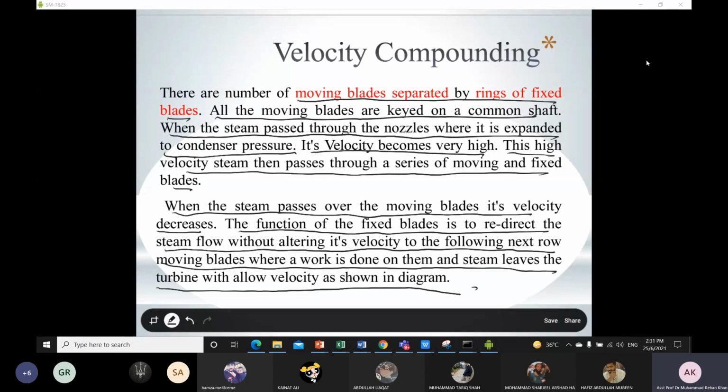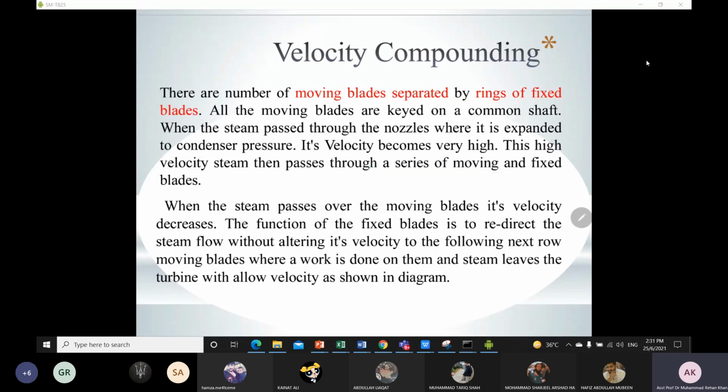So if we take a look at the meaning of this whole paragraph, it means that in velocity compounding we arrange moving blades, then a fixed blade, and all these blades are of the same shape. We will see this with the help of the diagram also. The main purpose of the fixed blade in velocity compounding is just to redirect the flow. It does not have any other purpose. So the arrangement in which there is a moving blade and a fixed blade, by which we can reduce the velocity of the rotor, is called velocity compounding.